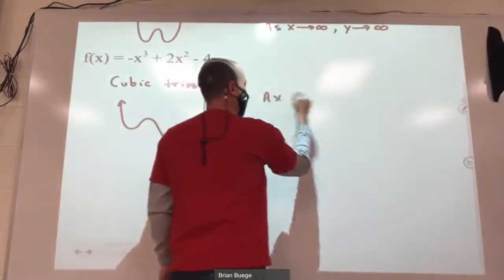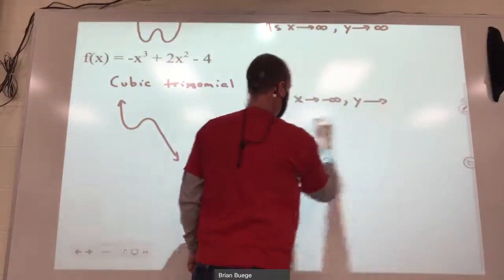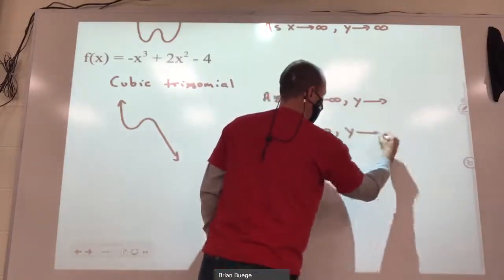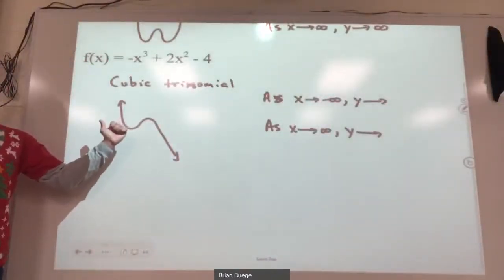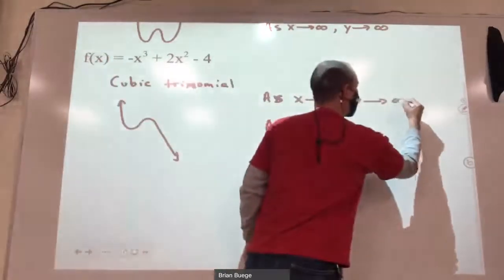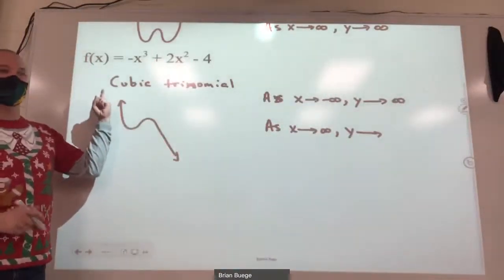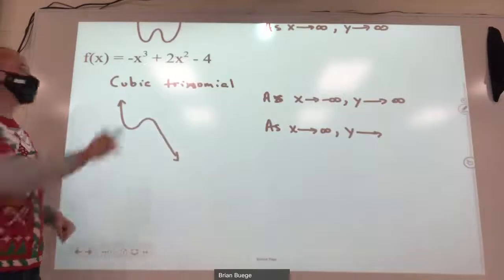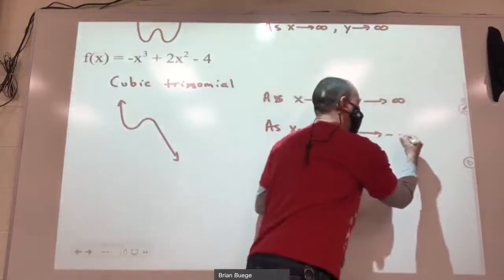As x goes to negative infinity, I'm going to put them both down right away. So as x is going to negative infinity, where's y go? Up. We start up here at positive infinity. And where do we end? Where's the other end of the graph ending? Going down to negative infinity. We start up high, we end down low. Up high is positive infinity, down low is negative infinity.